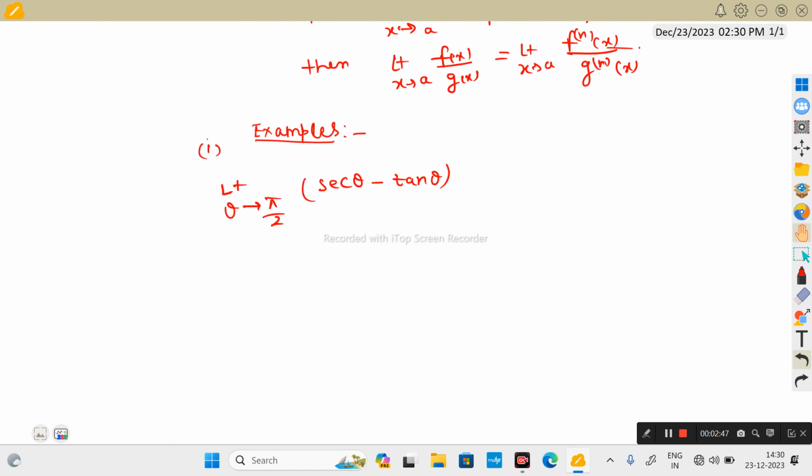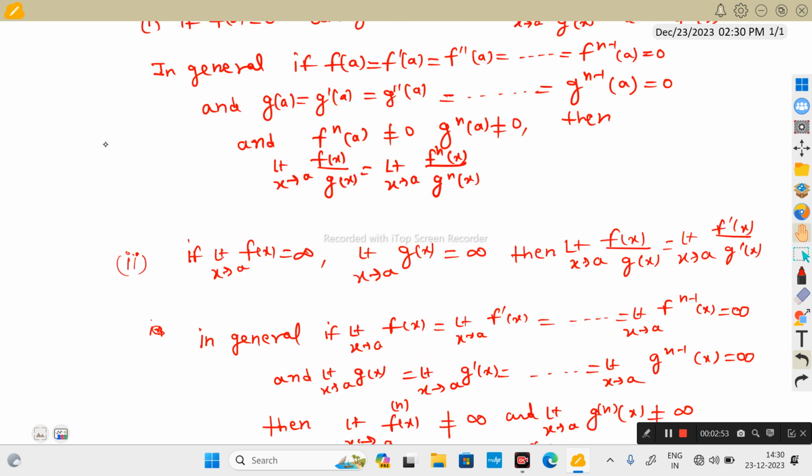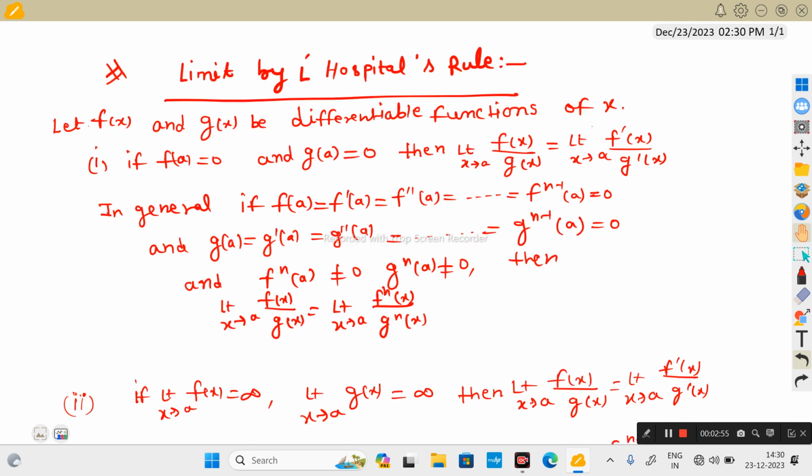We are going to discuss this with the following examples. The first case is called the 0 by 0 form. Why 0 by 0 form? Because f(a) equals 0 and g(a) equals 0. So this is called the 0 by 0 form.